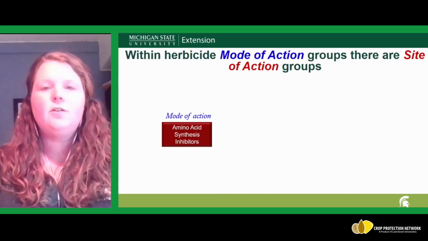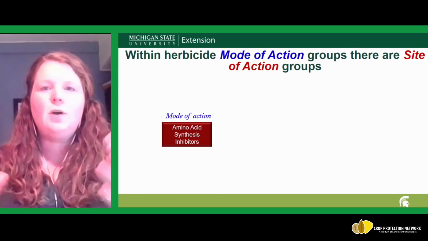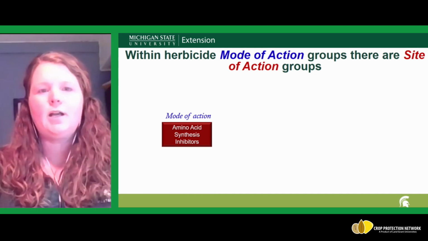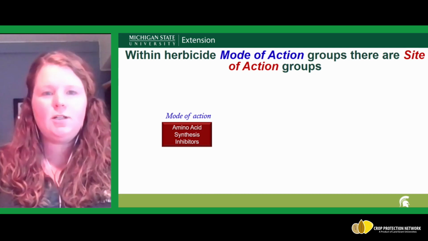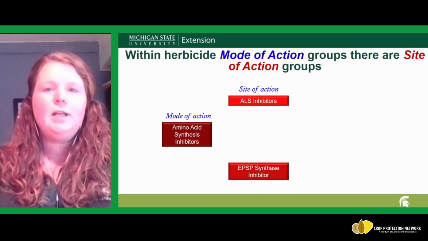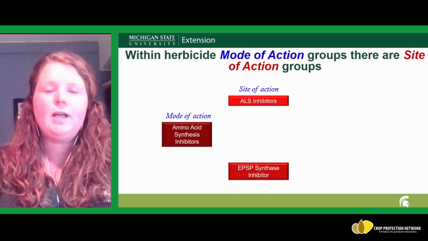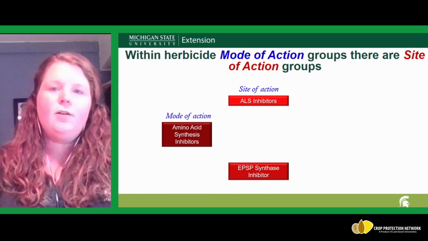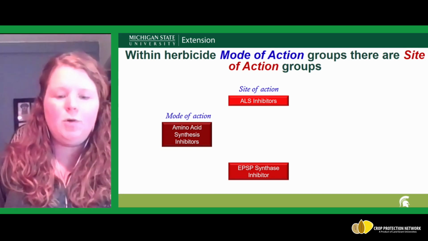So to get an idea of how these two are nested into each other, first we have a herbicide mode of action. So how that herbicide works, that biggest category. And I just have one example on your screen. The mode of action is amino acid synthesis inhibitors. Within that, we have two different sites of action. This is where the herbicide binds, and those are ALS inhibitors and EPSP synthase inhibitors. So these bind in two different locations, but how they work is the same. So that's why they have the same mode of action.